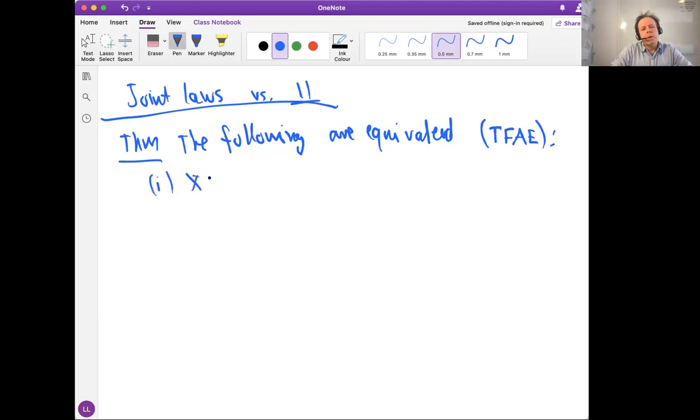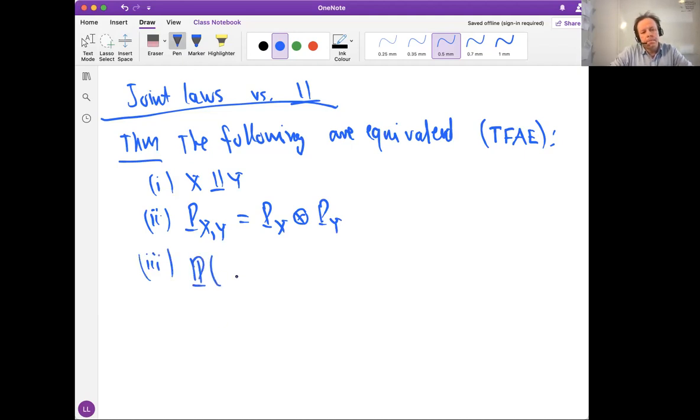First, X and Y are independent. The claim is that this is equivalent to saying that the joint law of X and Y is equal to a product, the product of the laws of the marginals. This way. Third property is the property that this is factorized into a product in this way.